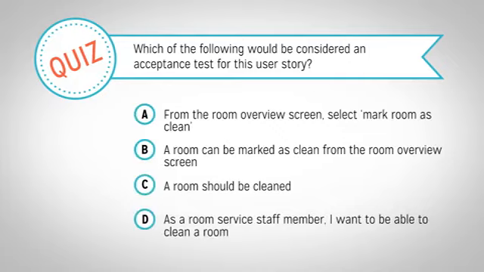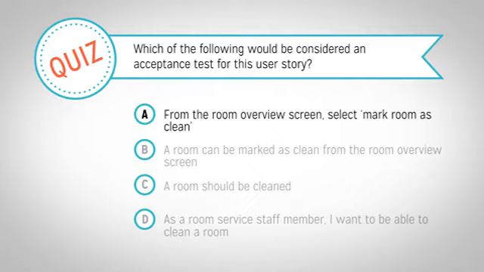The correct answer is A. This outlines a basic step in using the application in order to mark a room as clean. It may be one of many steps, but it is still a test. B is an acceptance criterion because it is a general condition which must be met. The other two options are neither acceptance tests nor acceptance criteria. In fact, D is another user story entirely.